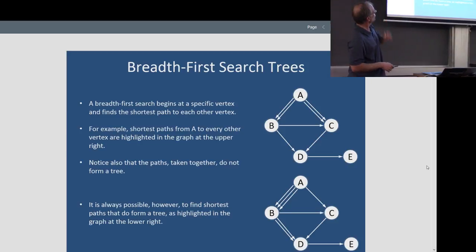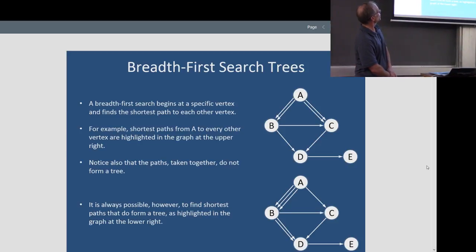And a breadth-first search tree is also another kind of tree. It begins at a specific vertex and it finds the shortest path to every other vertex. But it still has the property that it's a tree.